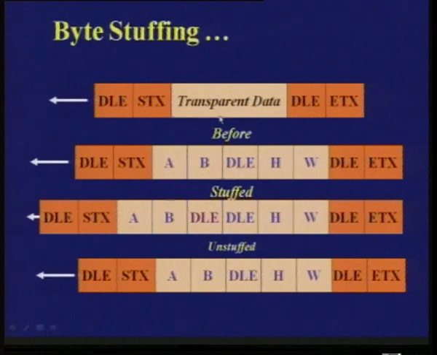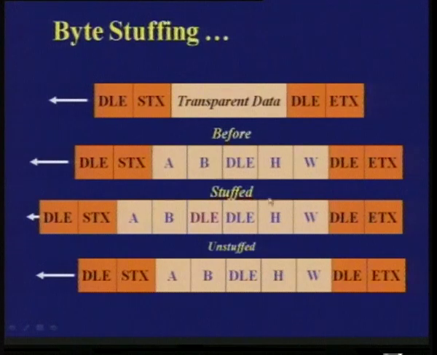Let us look at how this is done. The first picture here tells me what is the data that I actually need to transmit. So this is some transparent data, right? You have a DLE STX added, DLE ETX added to indicate the start and the end of the frames. Now before data transmit, let us look at what is there inside the data. Inside the data, say I had some characters A, B, H, W, and I also had a DLE pattern appearing over here. Now if this DLE pattern appears, then naturally I need to look at how I can identify that this is not a special character, but it is just part of the data. So to do the stuffing, what you do is, you can look at this is your stuffed data.